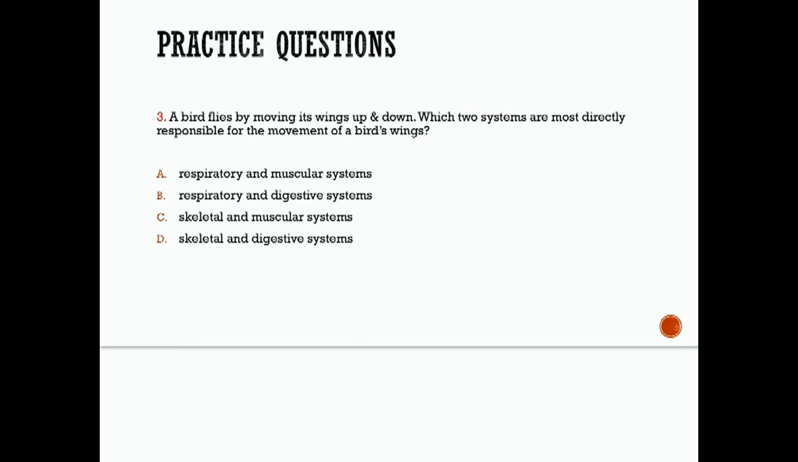Number 3, a bird flies by moving its wings up and down. Which two systems are most directly responsible for the movement of a bird's wings? So pause this and see what you think. All right, the skeletal and muscular systems, so C, are responsible for movement of a bird's wings. The bones of the skeletal system act as the frame for the wing, and muscles are attached to the bones and cause the movement of the bones by contracting.